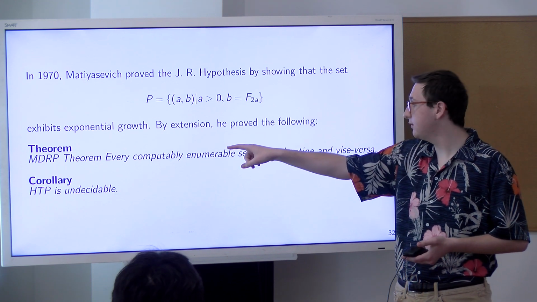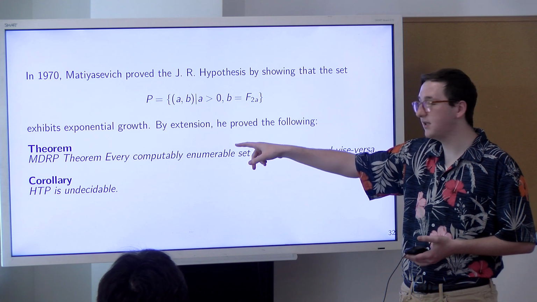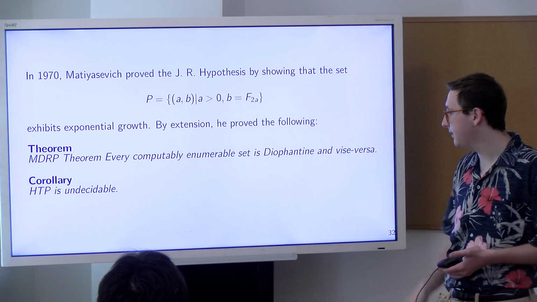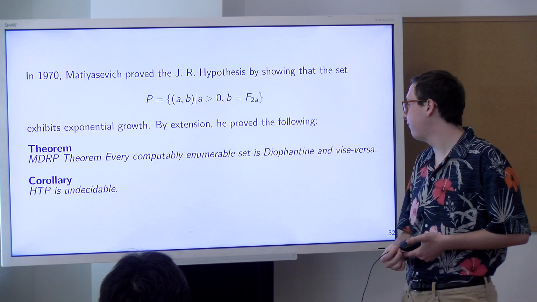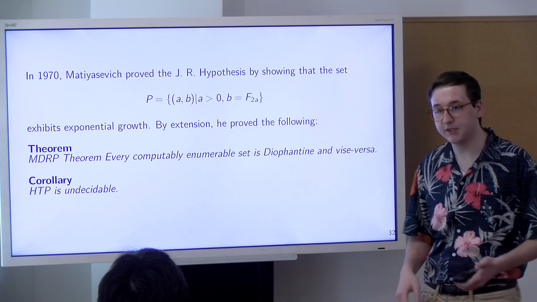M is Martin, is Matyasevich, D is Davis, R is Robinson, P is Putnam, therefore last names. That states that every computably enumerable set is Diophantine and vice versa, and as a corollary, Hilbert's tenth problem is unsolvable.